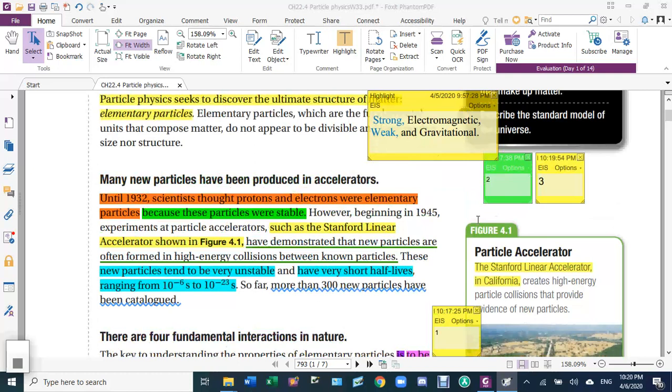Now, these new particles tend to be very unstable and have a very short half-life. They range from 10 power minus 6 second to 10 power minus 23 second. And more than 300 new particles have been cataloged.